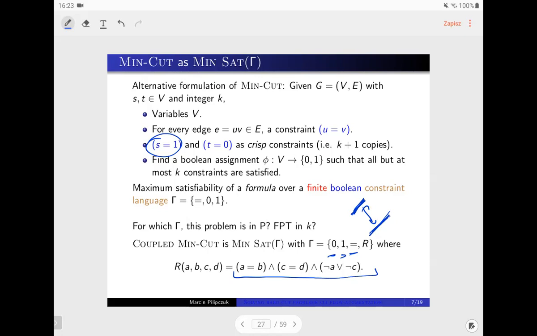And the coupled min cut question now becomes: can you delete k constraints to get a satisfiable instance with this language? So the allowed constraints are these ones and this one strange one. So yeah, let's look at the picture. It's maybe not look at the picture, but let's wrap it up.